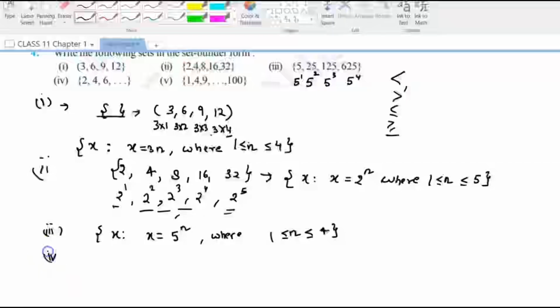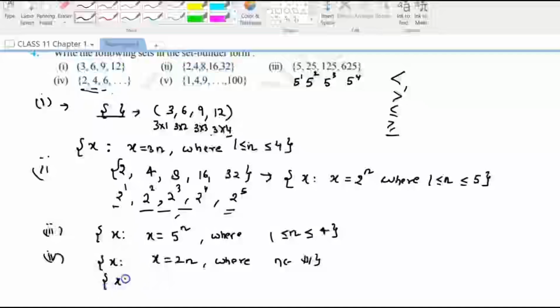Okay, let's see the next part. 2, 4, 6. So this is easy. This is the set of even natural numbers. So this is x, such that you can write it in two forms. Either x is equal to 2n, where n belongs to natural numbers, or you can simply write x such that x is an even natural number. Both would be the same thing.